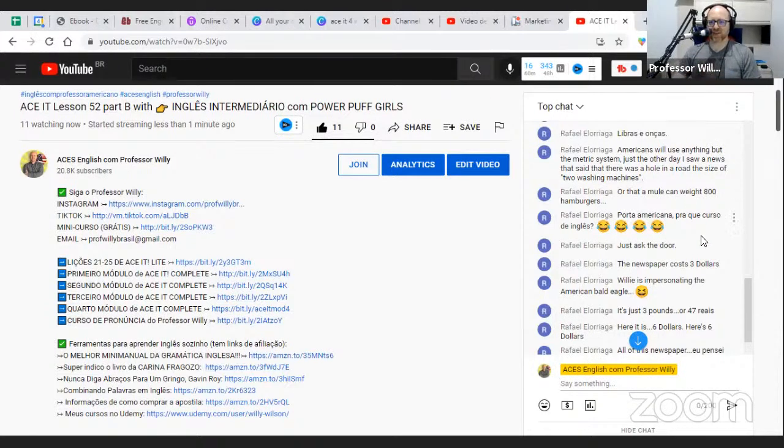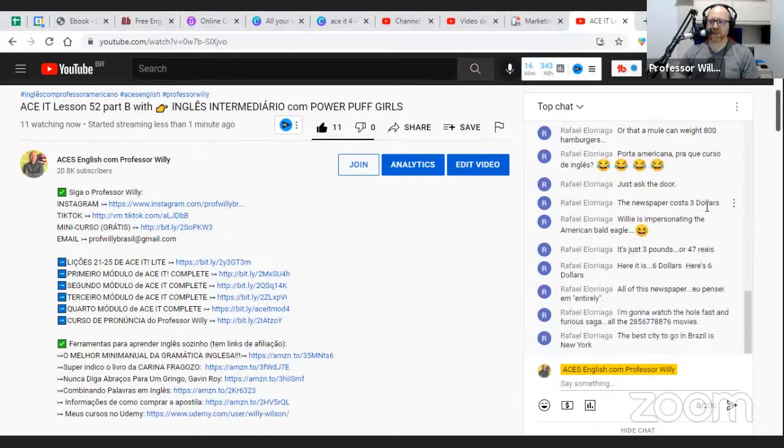Okay, there you go. Or a mule can weigh, not can wait. Can weigh. Weight é peso, mas pesar can weigh sem ter 800 hamburgers. That's funny.